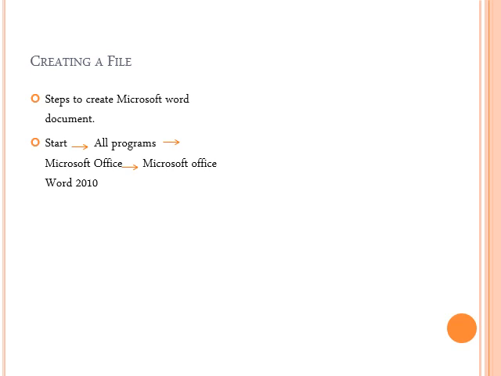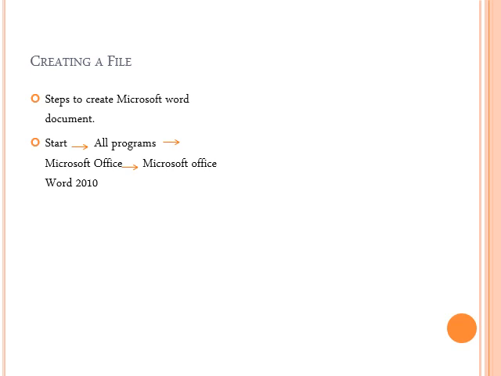Creating a file. So the steps to create a file are, first, what are these files? I have told you files are places where information is stored. So the most common method to create a file is by using application software. So what is application software? Like your Microsoft Word, Microsoft PowerPoint, Microsoft Excel, Notepad, Paint, all these are application software.